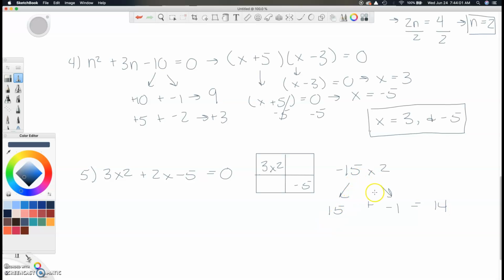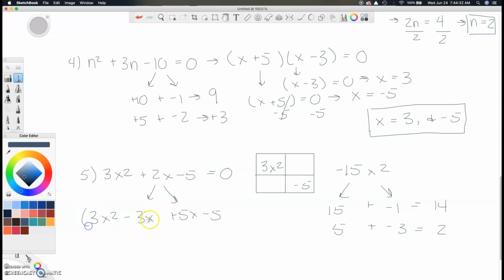But now 2 doesn't go into 15, but 3 does, right? 3 times 5. So let's try 5 plus negative 3, and look, that actually equals 2, which is what we're looking for. So we know that this should be 3x squared minus 3x plus 5x minus 5. And remember, the order in which you split this 2x into its two factors that add to get it doesn't matter. You could put the 5x here or the 3x there, it just wouldn't matter.